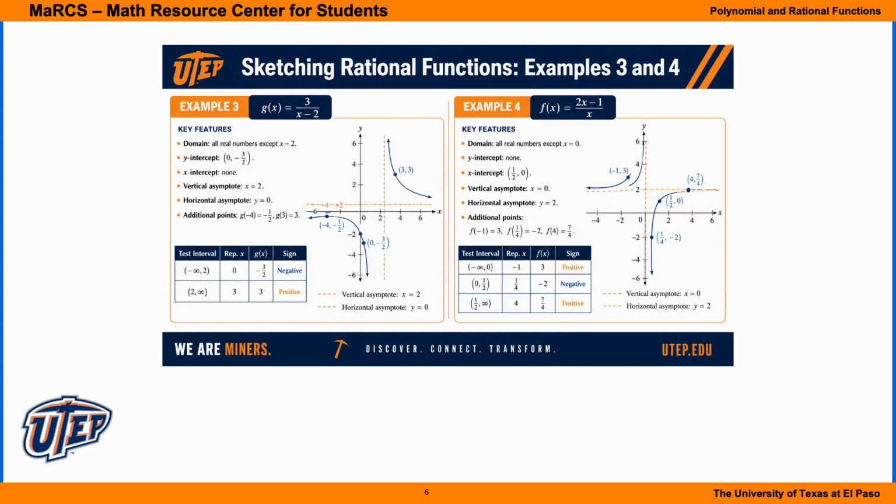Now for 0 to 1/2, we choose representative x of 1/4, and plugging in 1/4, we get negative 2, which is a negative number. Now for our interval 1/2 to positive infinity, we choose 4. So f of 4 is equal to 7/4, which is positive. Now using all the points that we plotted, we can connect all of them and have our function graphed.